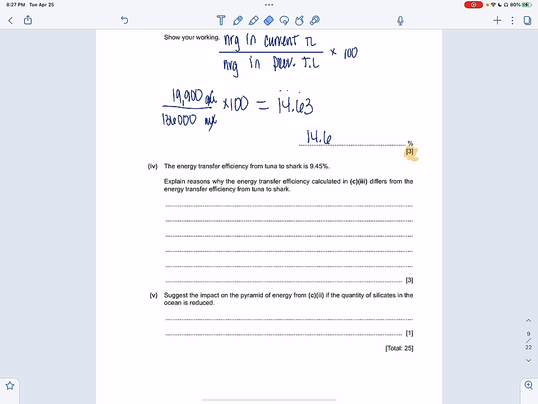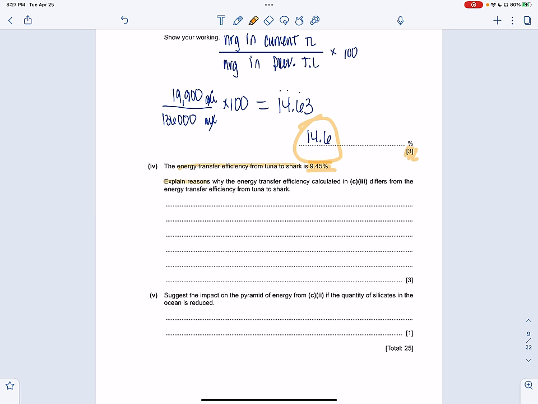The energy transfer efficiency from tuna to shark is 9.45%, so less than 10. But we're really going to be comparing it to the answer we just calculated. So why is it more efficient, essentially, for fish larvae, zooplankton, fish larvae to be eating diatom, which is a phytoplankton, versus when a shark eats a tuna?